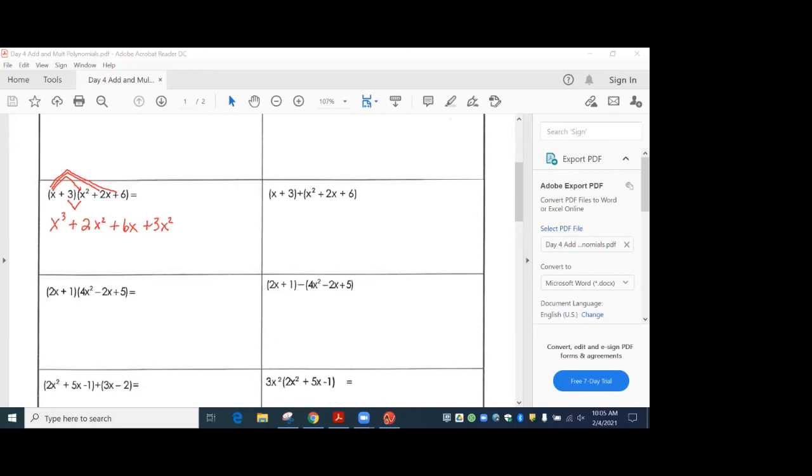Now we're going to go from the 3 to the second one. Okay, here we multiply the bigs. What's 3 times 2? 6. So plus 6. And then we only got one x there, so plus 6x. And then the last one, we go from the 3 to this 6. What's 3 times 6? 18. That's a lot of work right there, isn't it?